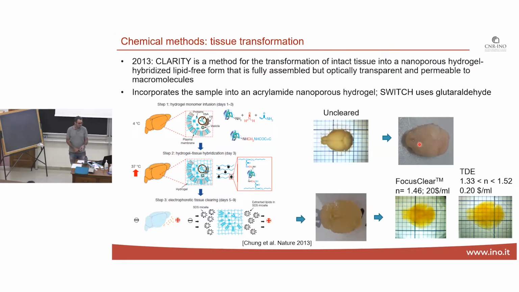And this particular technique goes even beyond that, because it actually sort of replaces the protein scaffold of the tissue with a hybridized hydrogel. So you see, it becomes sort of jelly like this, samples treated like this. But still, there are several techniques. We are able to reproduce all these techniques in our lab. Clarity, but also Switch is another technique that uses a different hydrogel, because Clarity uses this acrylamide nanoporous hydrogel. We use glutaraldehyde. So there are very different kinds of clearing techniques.